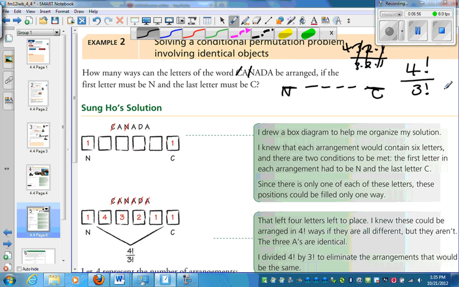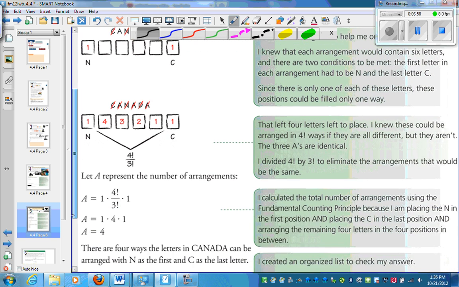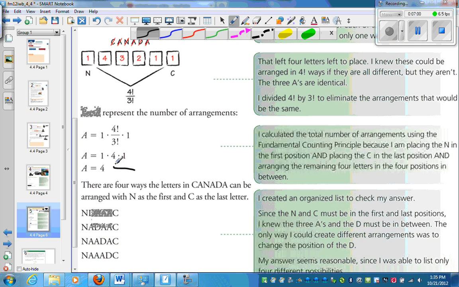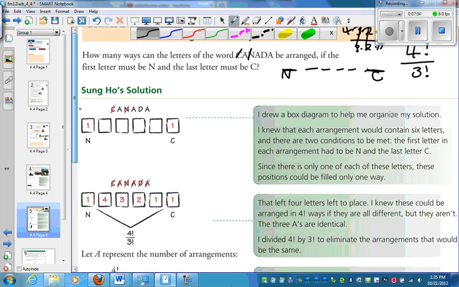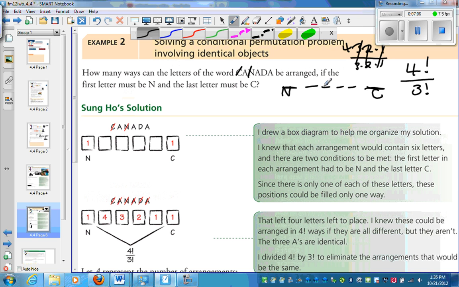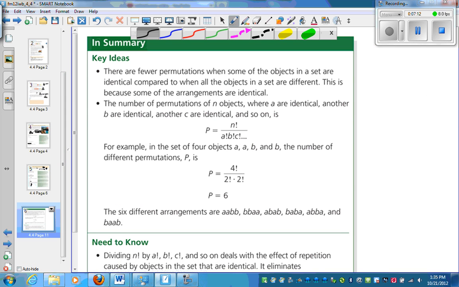And let's look at what they did here. So they said they've done that. It's really only 4 ways, and they've actually drawn out those 4 ways. So whenever you have to fix something, it's a good idea to actually draw out the diagram and show how you're fixing them. Okay, just to finish up our key ideas, there are fewer permutations when some objects are identical.